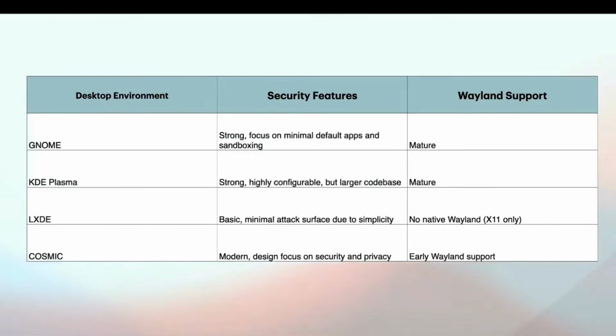GNOME probably leads the pack in security with advanced sandboxing features and secure application portals. KDE is catching up but faces some challenges with its theming system, which can potentially run arbitrary code. Cosmic, being built from the ground up with modern security principles, shows great promise in this regard. When it comes to Wayland support, the modern, more secure desktop protocol, GNOME and Cosmic are ahead of the curve. KDE has solid support that's rapidly improving, while LXDE still relies on the older X11 system.